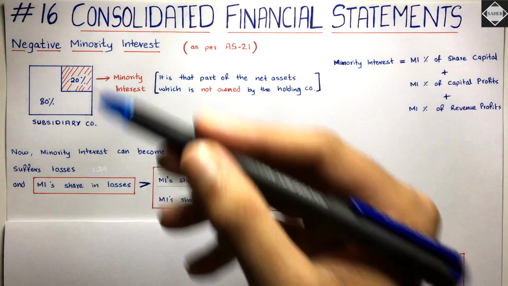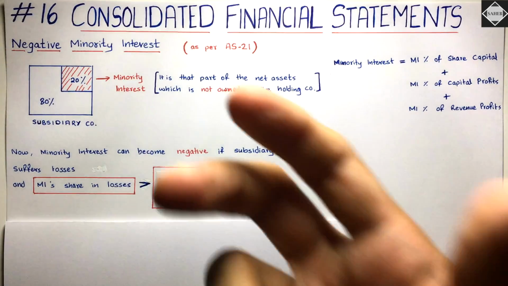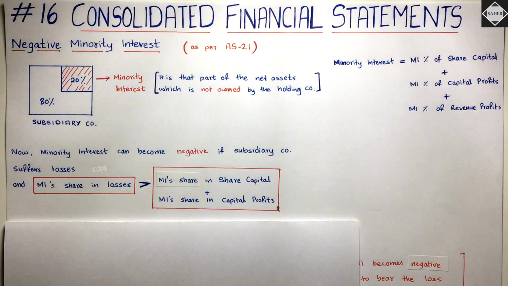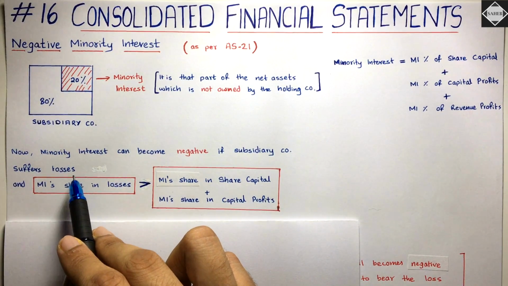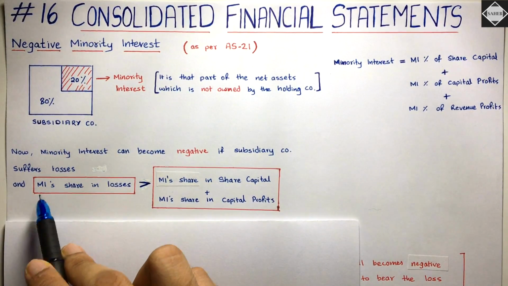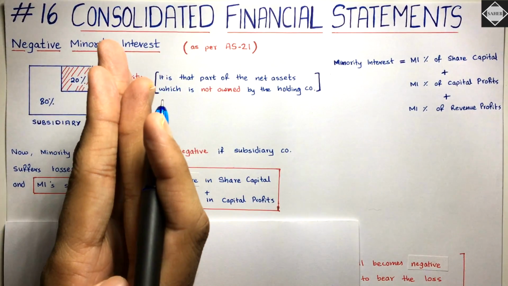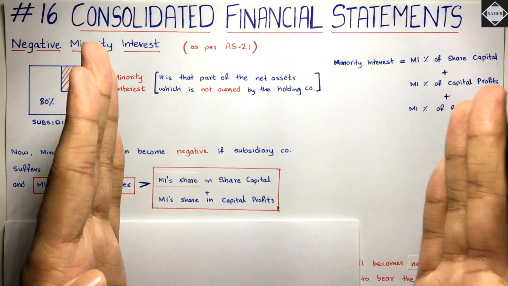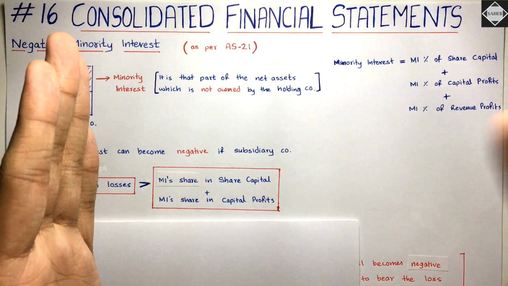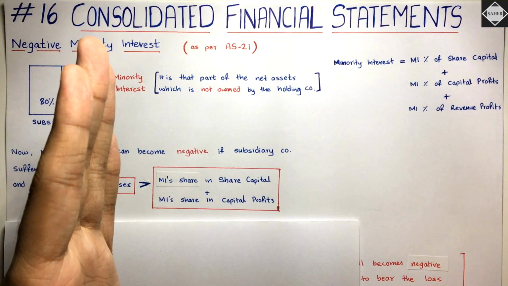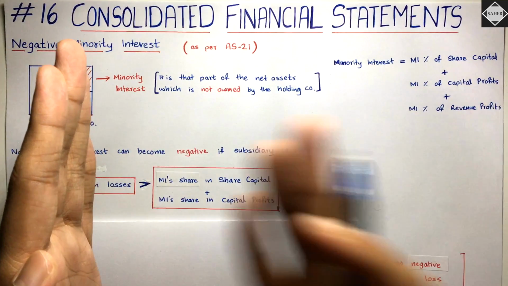How does the minority interest become negative, and what is the meaning of that? It's really simple. It means that the subsidiary company is making losses. Minority interest can become negative if the subsidiary company suffers losses, and the minorities share in those losses. Once the acquisition happens, there will be either revenue profit or revenue loss in the post period, and the post period will be very long: the second year, third year, fourth year, and so on. So after the acquisition, there can be profits or losses.